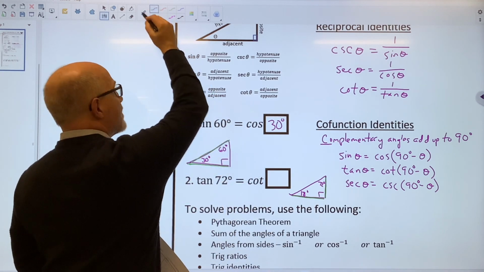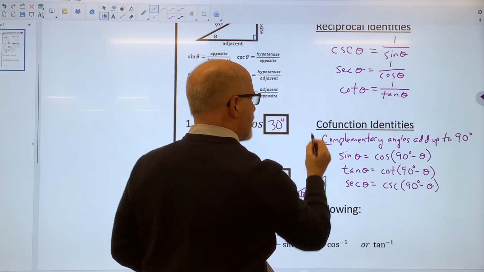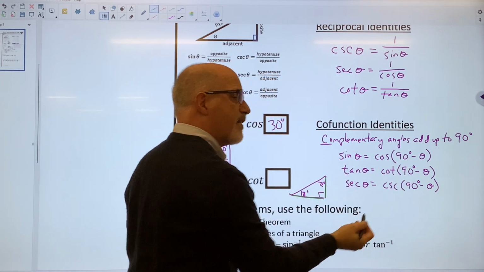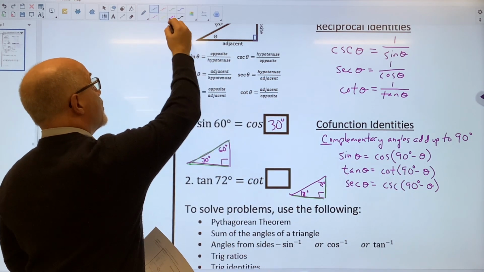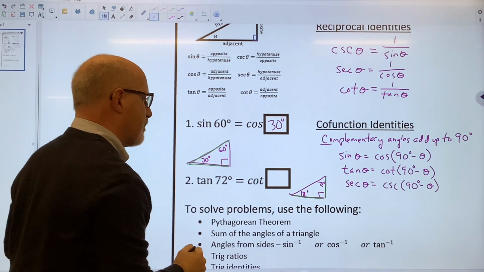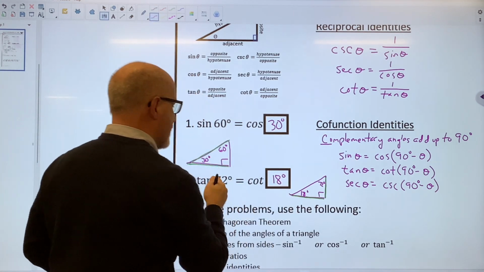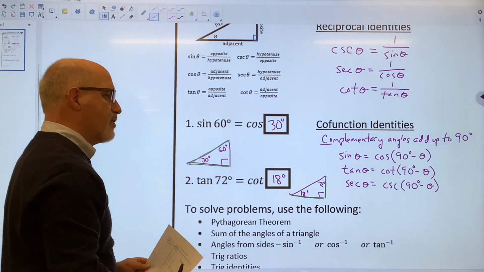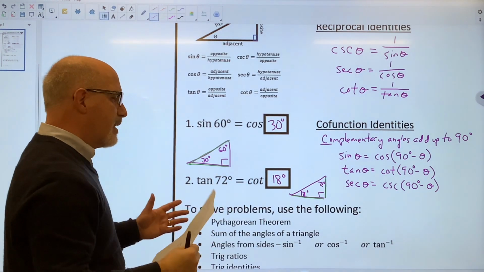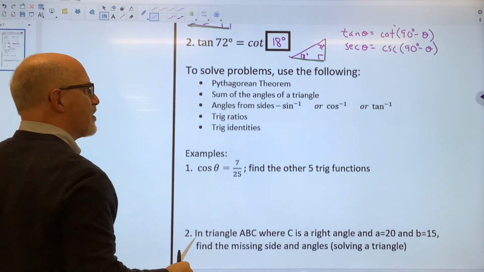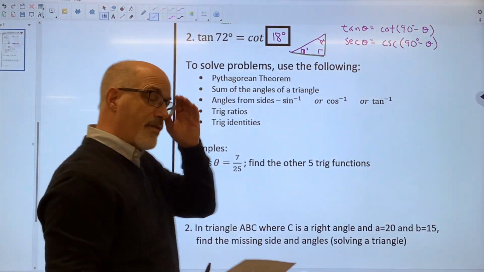So this tells us that with these cofunction identities, if you know one of them, you can find the other angle using this identity as a true statement. Okay, so we'll put 18 degrees here. 90 minus the 72 gives you 18. Now, let's go ahead and use this to solve problems. To solve problems, we usually use this information.